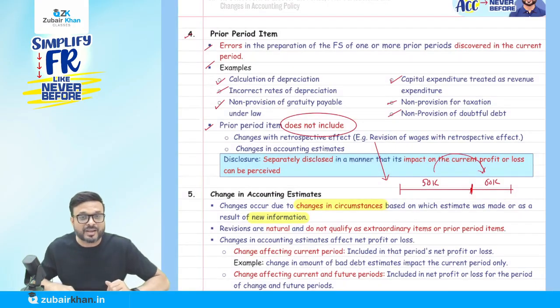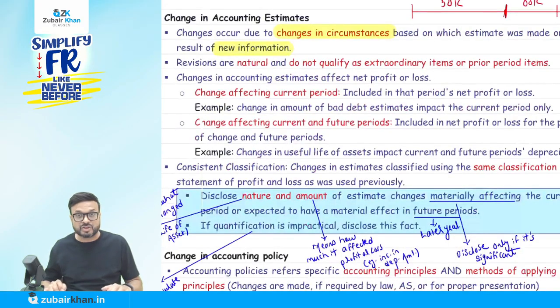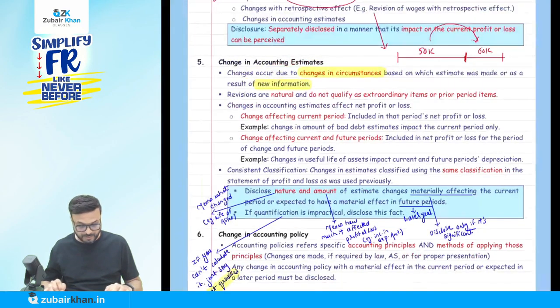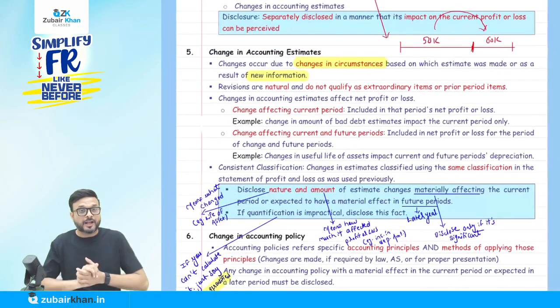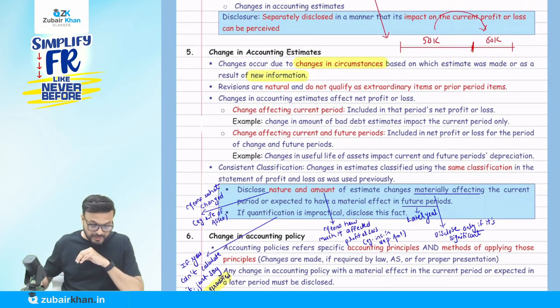Okay, now we are coming to the next point, that is change in accounting estimate. What does it say? Okay, now what is change in accounting estimate? Now listen carefully. When it comes to change in accounting estimate, first of all, what do you mean by change in accounting estimate?